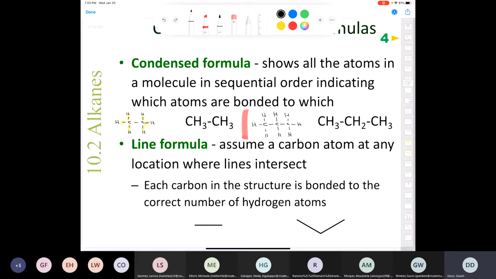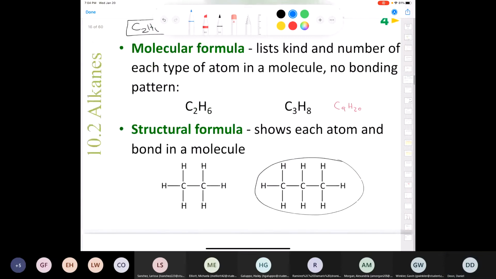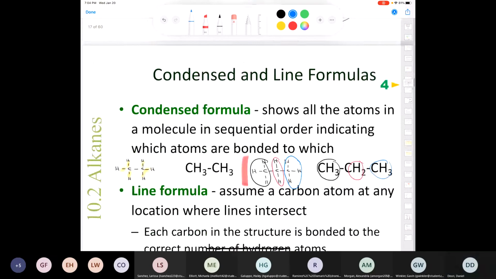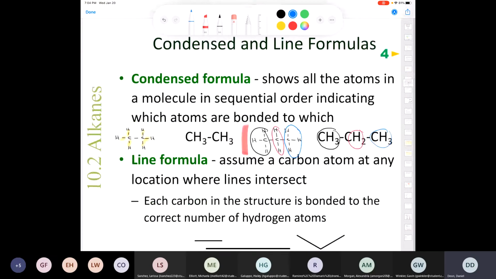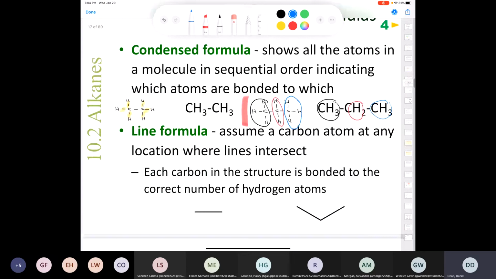And so the condensed formula reads CH3, CH2, and then CH3. And you can see already how that's much faster than writing out a complete structural formula. Now there's an even faster way than a condensed formula, and that is to use a line formula.